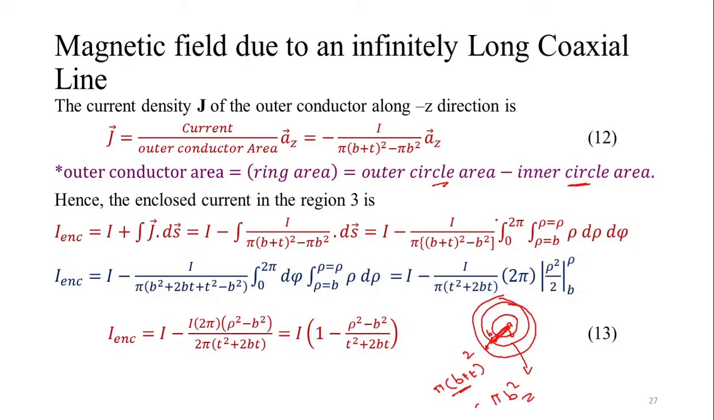Here dS we already know is rho dρ dφ a_φ. If you take the dot product of these two, you will have I minus I by pi times ((b + t)² − b²), integral φ from 0 to 2π, integral ρ from b to ρ of ρ dρ. If you solve this, you will have I enclosed is I minus I times 2π (ρ² − b²) divided by 2π (t² + 2bt), which is equal to I in common 1 minus (ρ² − b²) by (t² + 2bt). This is I enclosed.